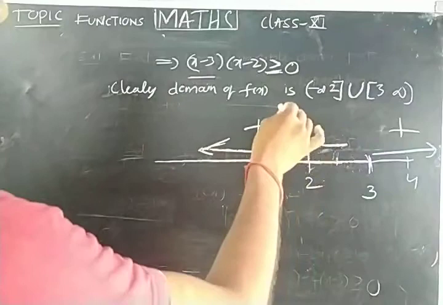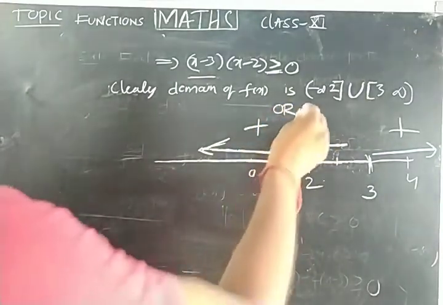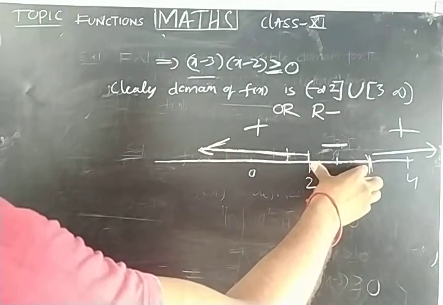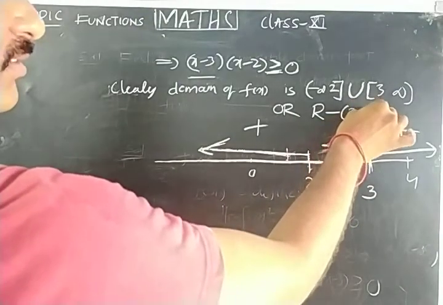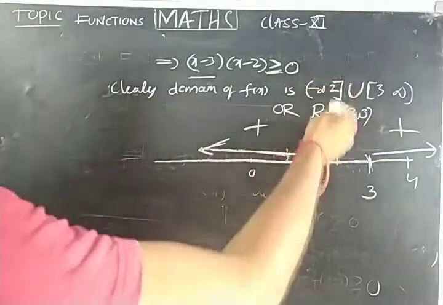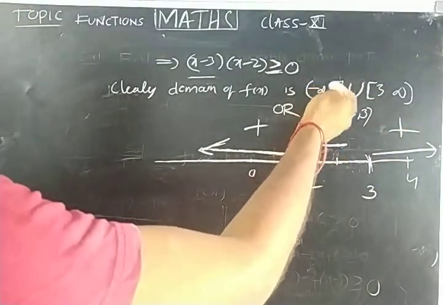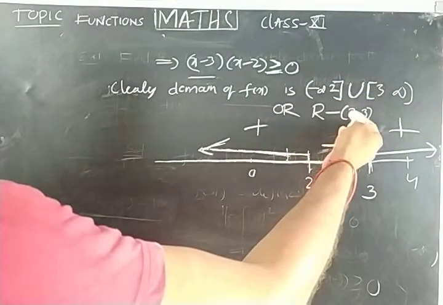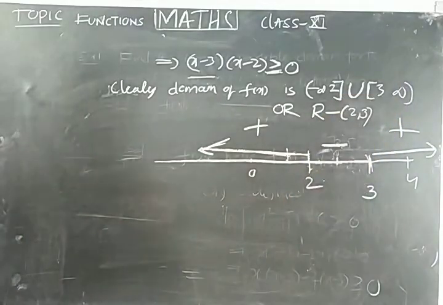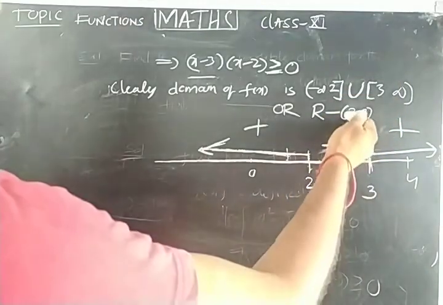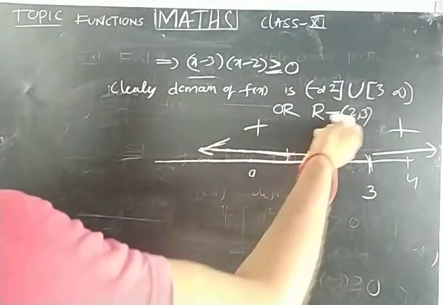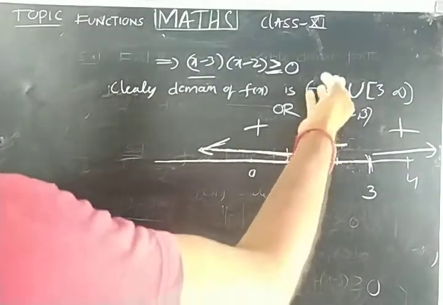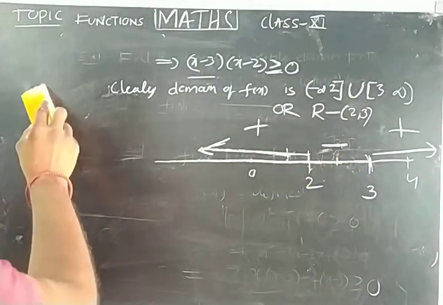You can write it like this, or you can write it like this also: from real numbers you subtract this part. How to denote this part? Open interval (2, 3). Two expressions we have. You can express it in interval form, or from real numbers you remove the values which are not satisfying. Those values between 2 and 3 are not satisfying the expression, so I am subtracting the open interval 2 to 3 from real numbers. So this is the domain, or you can express it like this also. Okay, is it clear? Right.